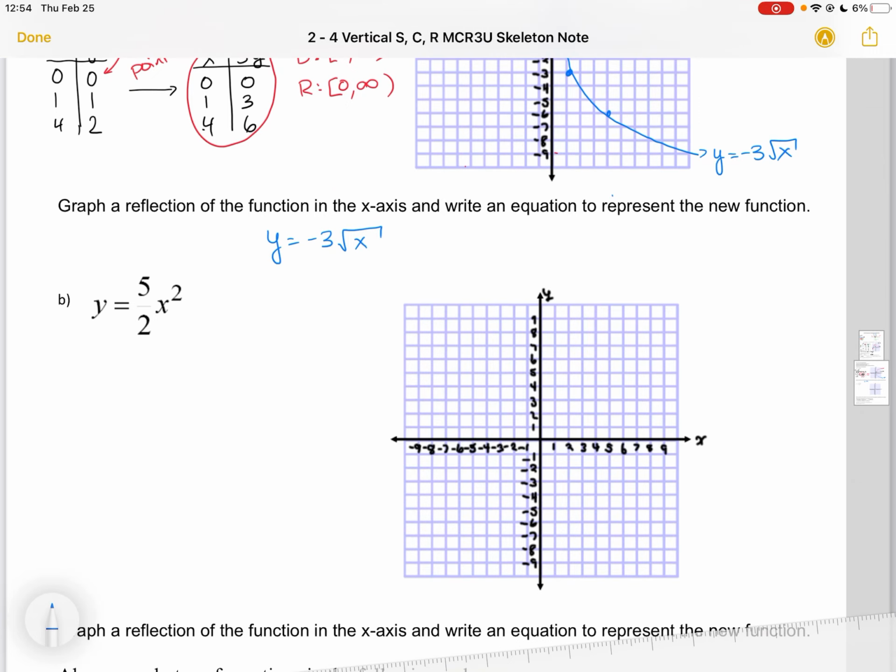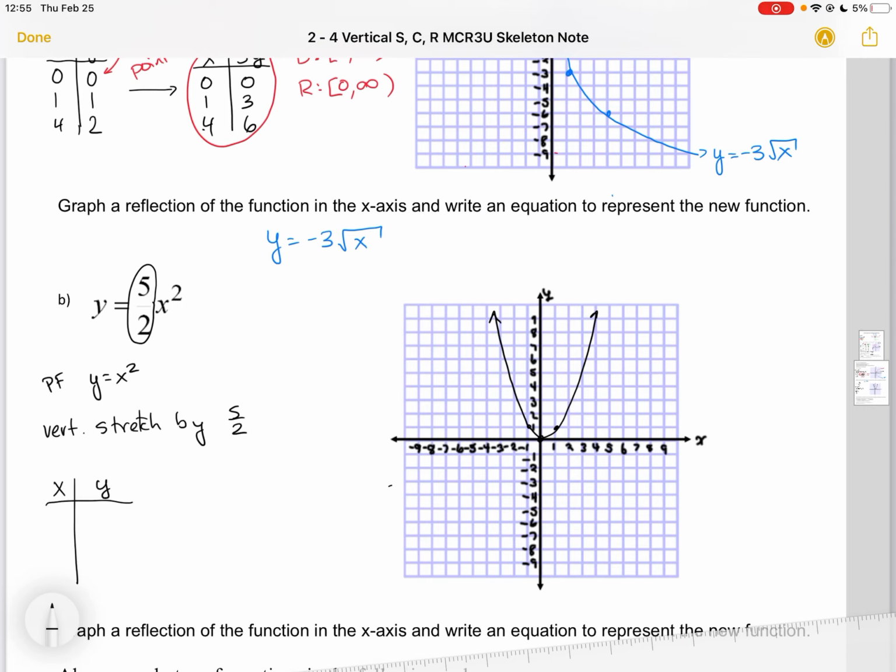Let's do another example here. I've got y equals 5 over 2 x squared. So my parent function, or PF, is going to be a parabola, y equals x squared. And I can sketch that on my grid. Next thing I'm going to do is identify my transformation. So my a value is 5 over 2. So I actually have a stretch by 5 over 2.